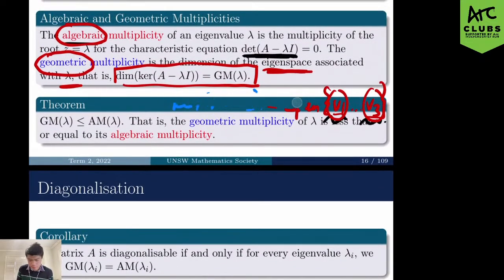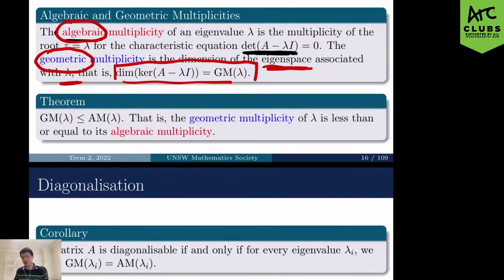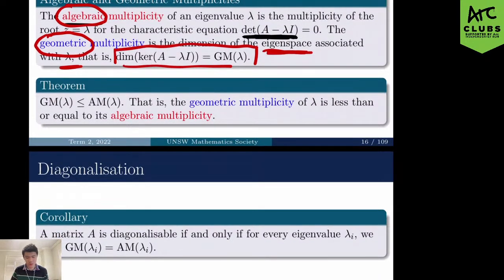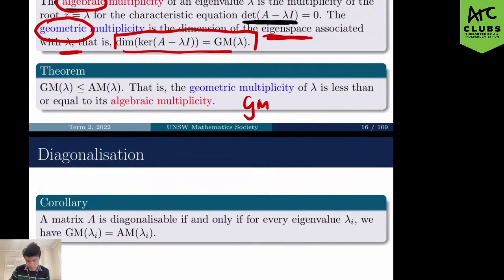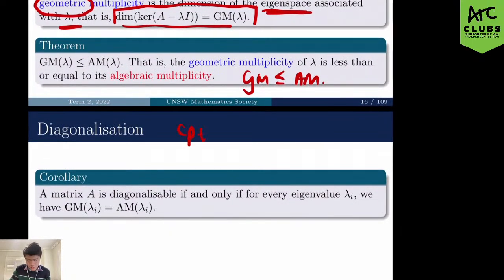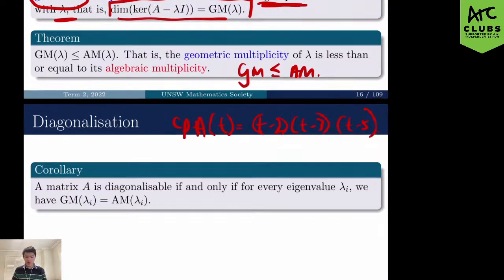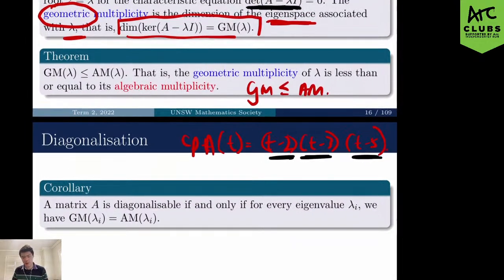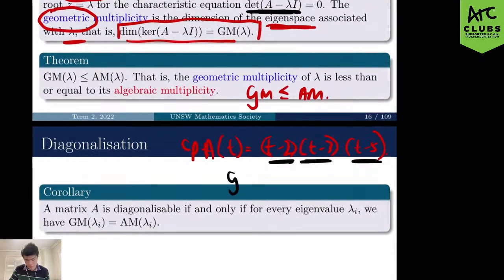And there's this nice theorem. Some people call it like a geometric-arithmetic mean kind of analogy, right? But basically it's just saying that the geometric multiplicity is less than or equal to its algebraic multiplicity. So if you, for example, have a characteristic polynomial where you have 3 distinct roots, then all 3 of these roots only have algebraic multiplicity 1, which means that the geometric multiplicity has to be less than or equal to 1.